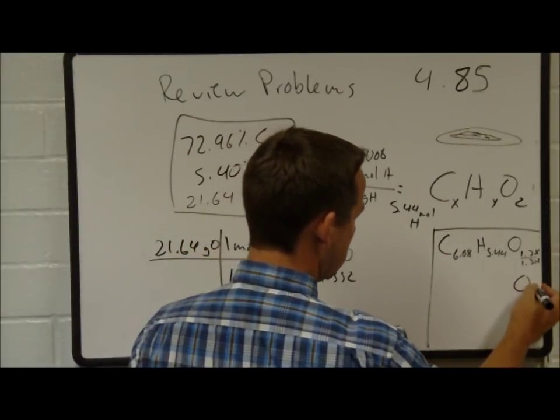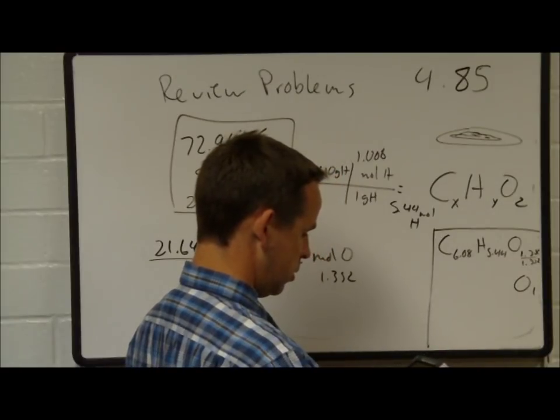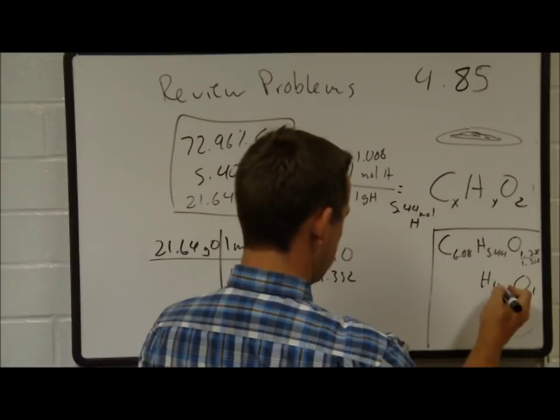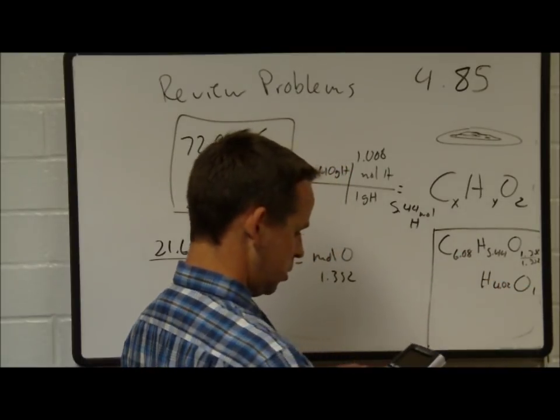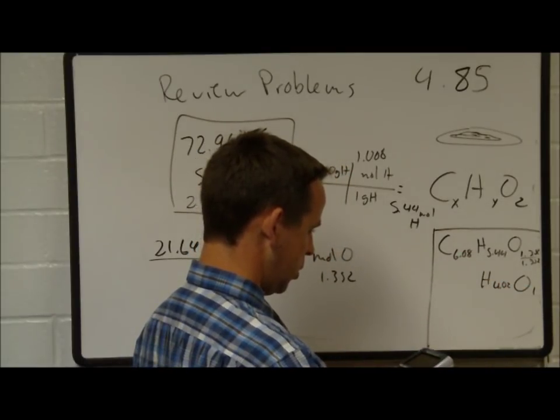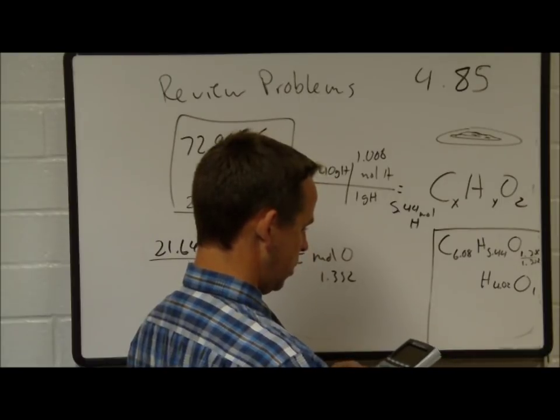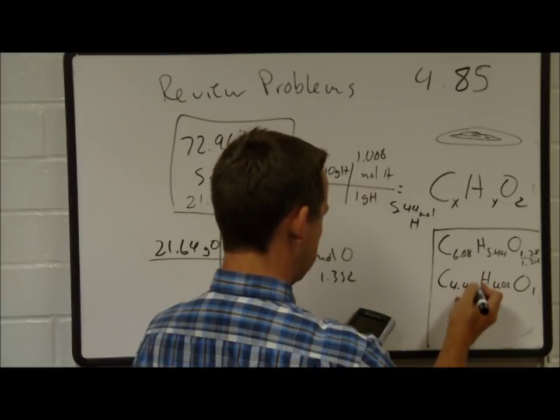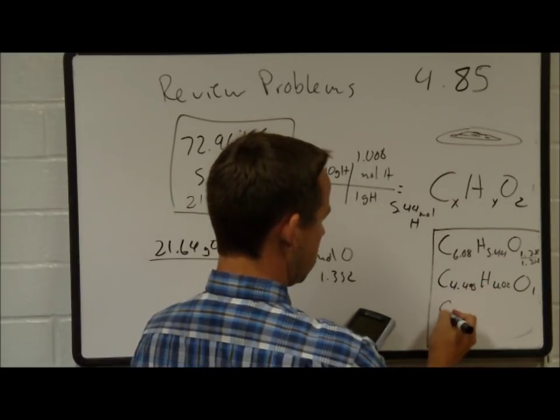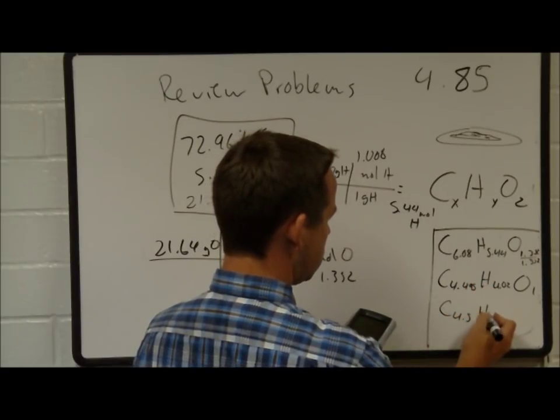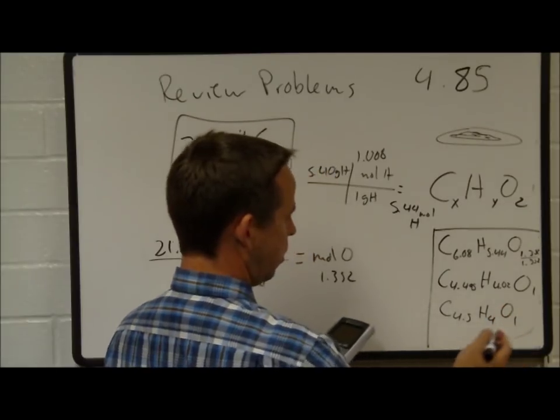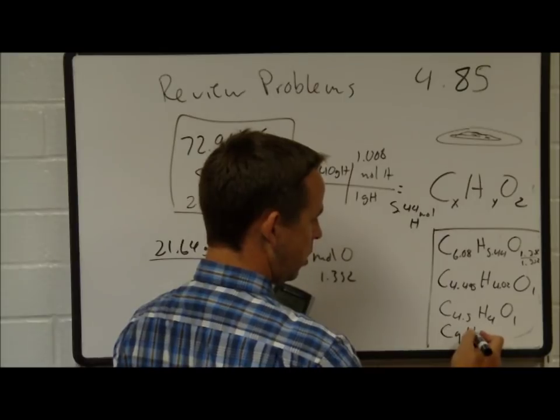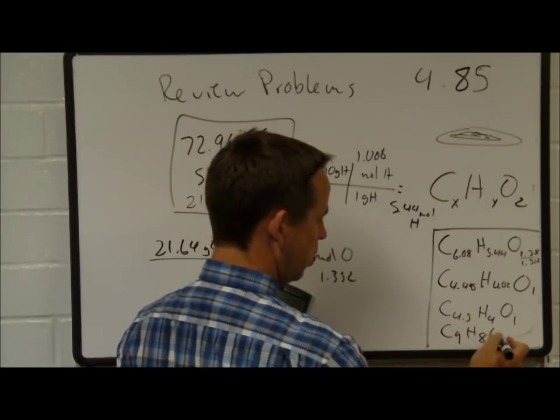So that means there's 1 oxygen, 5.44 divided by 1.352, that's H 4.02, 6.08 divided by 1.352, that's C 4.495. So it looks like C 4.5, H4, O1. Still not a whole number ratio. If we just multiply everything by 2, though, that'll give us C9, H8, O2.